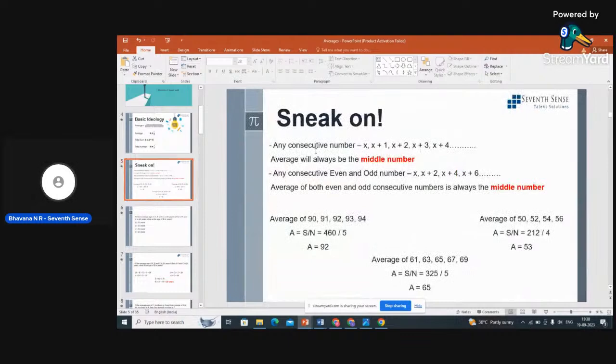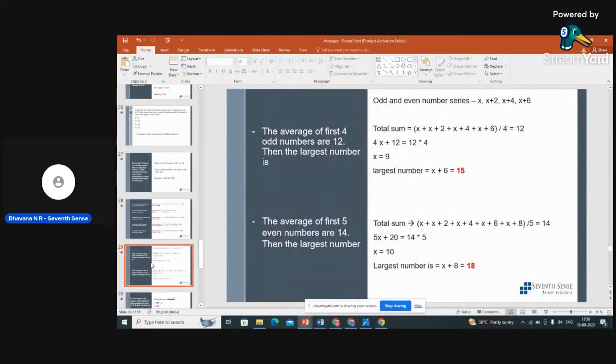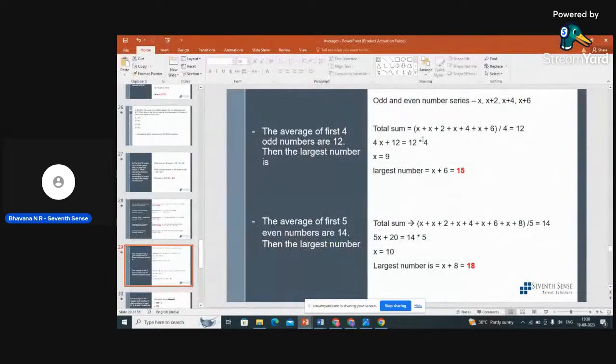As seen previously, consecutive even and odd numbers can be written as x, x plus 2, x plus 4, x plus 6, right? So any consecutive even or odd numbers we can write like this, and like that only we wrote here. So now the highest value of this is 15.